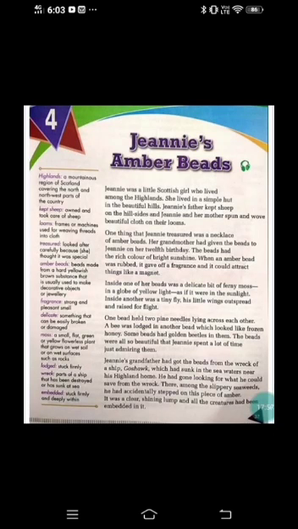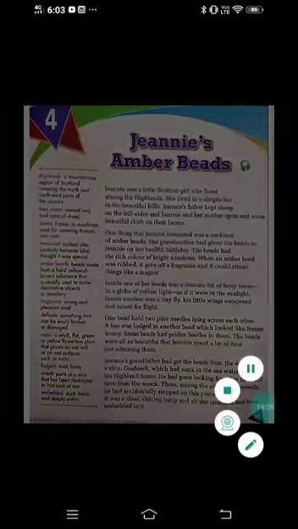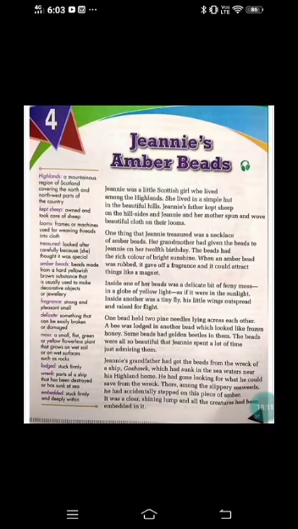Like this, you need to identify the verbs in the sentences, children, whether it is a finite or non-finite verb. If it is a non-finite verb, which type of non-finite verb it is. Now let us look into the lesson. 5th paragraph. Jenny's grandfather had got the beads from the wreck of a ship. As you all know, Jenny used to spend a lot of time just by admiring those beads.